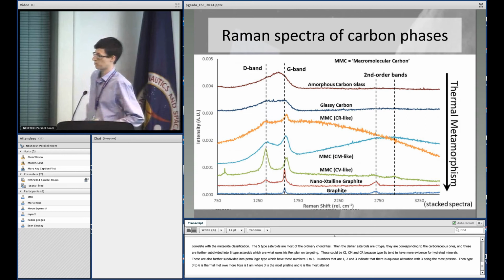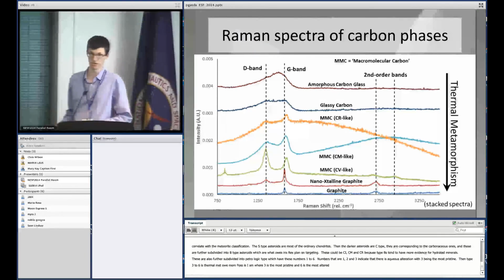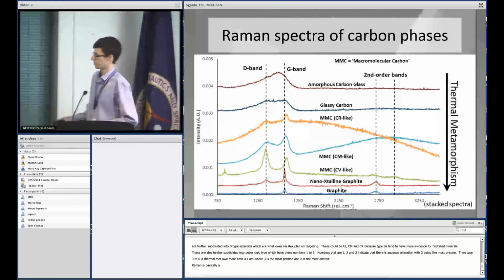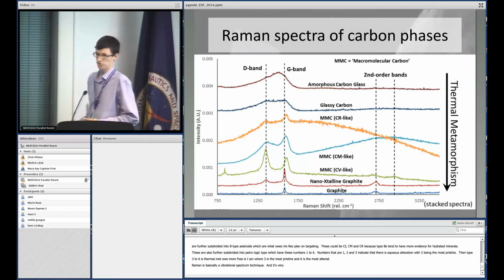Okay, so we're going to be talking about Raman spectra. So Raman, you might not be familiar with, but it's basically a vibrational spectrum technique. And it's very good at differentiating between polymorphs, so it's very good for studying carbon. There's a lot of different types of carbon phases.